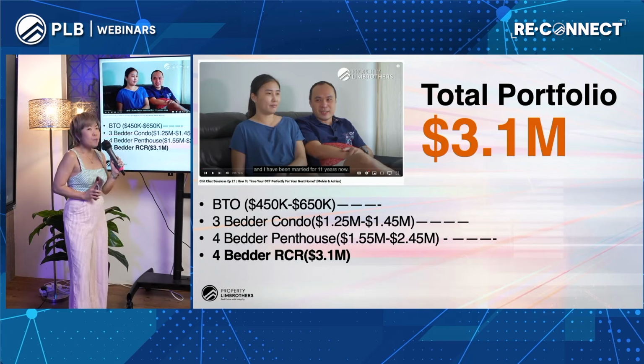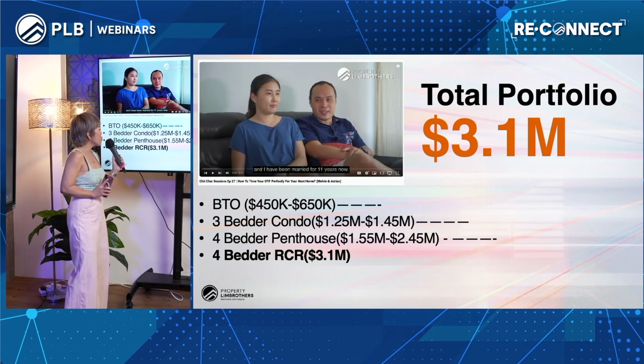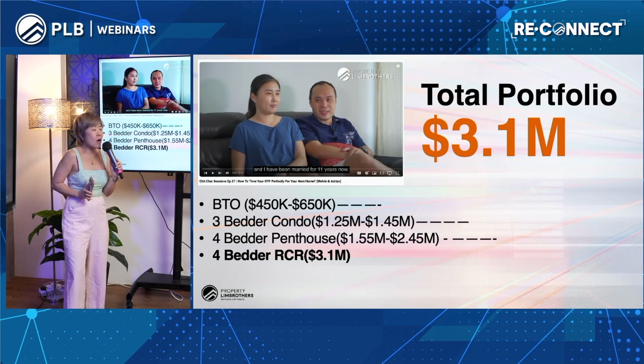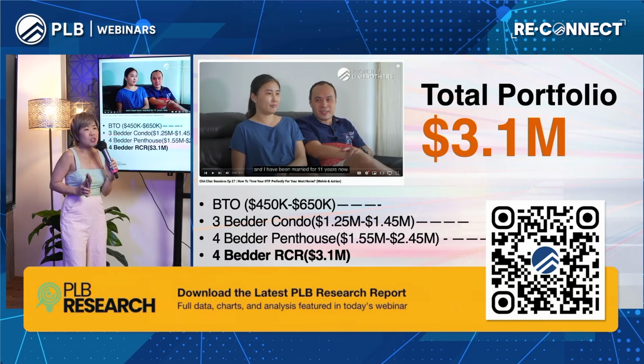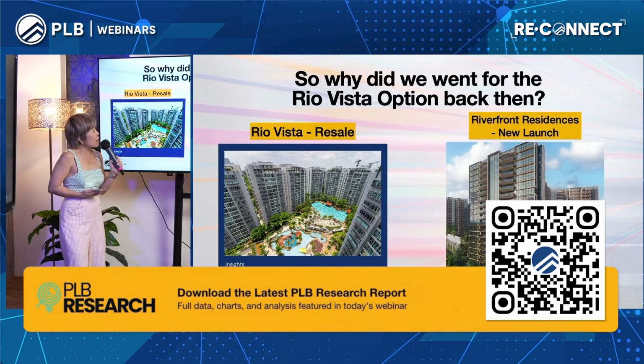For the second property, they went into the private market and bought a 3-bedder condo. That also gave them a 200,000 capital appreciation in 3 years' time. Then they came to PLB and we helped them purchase a 4-bedder penthouse, and they got 855,000 capital appreciation. Now they hold a total of 3.1 million in real estate.